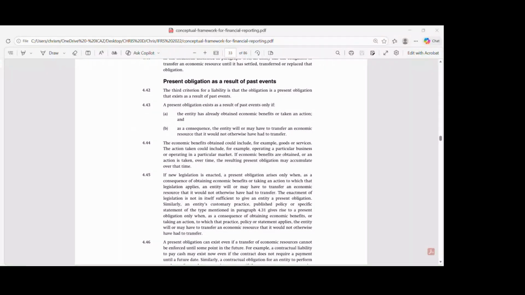Think of, for example, an employee who worked in December but is going to be paid in January. So the services were already received. So an obligation exists. The company must now pay the salary. So we can create an accrued expense, which is a liability. So always in the exam, identify the obligation, confirm transfer required, then link it to a past event.